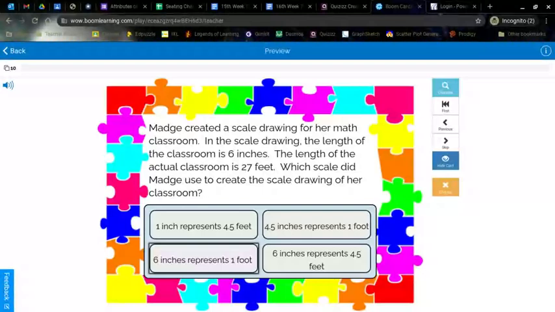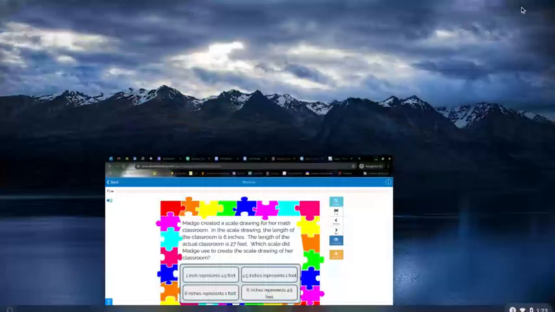Okay. If you have questions, let me know. There's only 10 questions on this card set. So you don't have too much to go through. And you guys can always go back and redo it to get a better grade on it and to boost your grade.